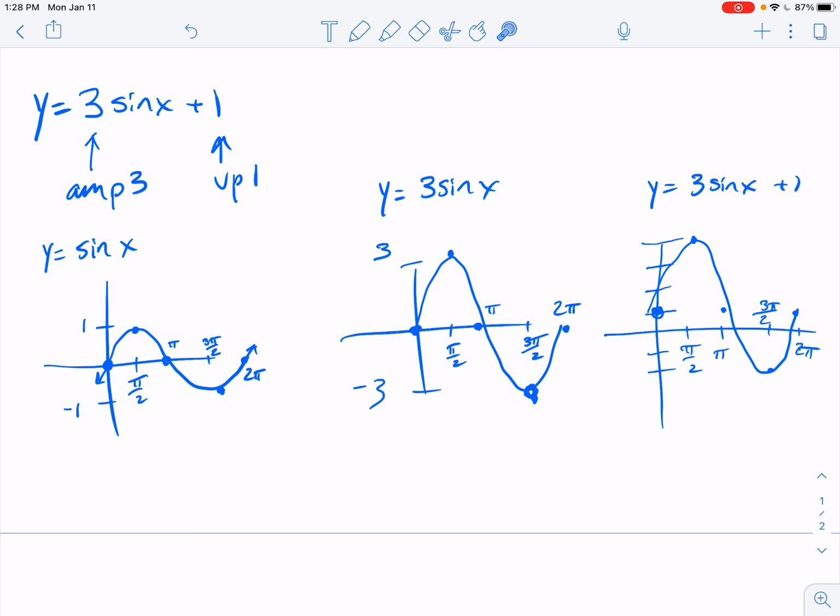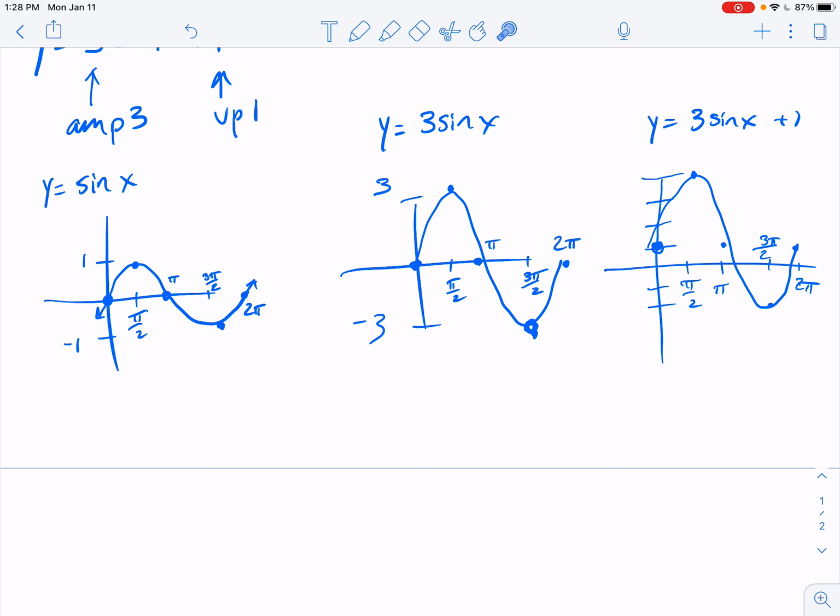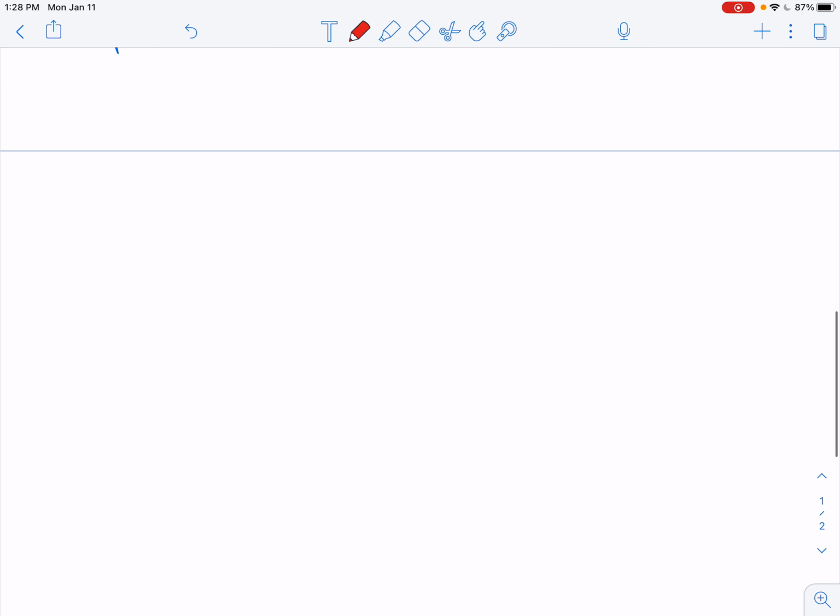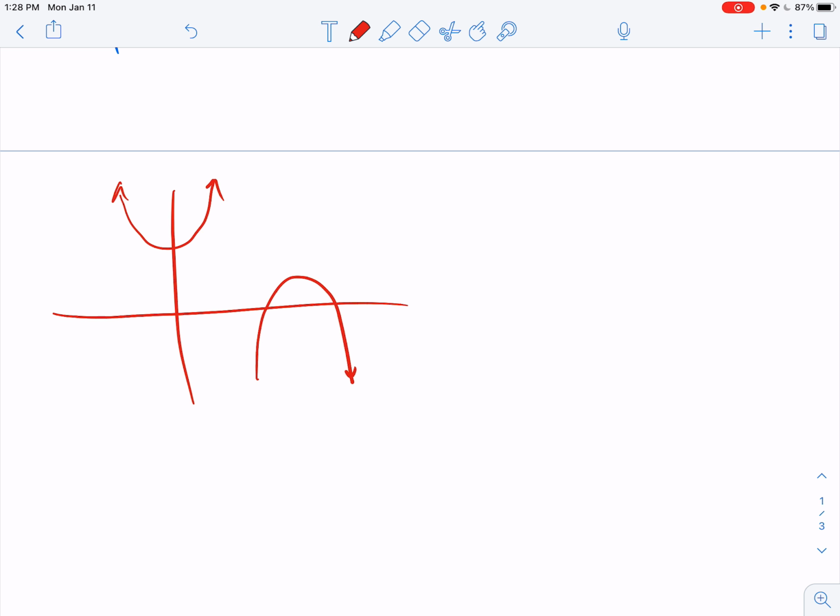But I did put something where I gave you a graph and asked you to fill in all the parts. This is not on the quiz, but it's the same idea. Say I give you an equation that goes like this, hang on, I'm just kind of winging it, and I tell you that this is pi over 2, and this is 3 pi over 2, and this is the point 1, and this is the point right here, 5.